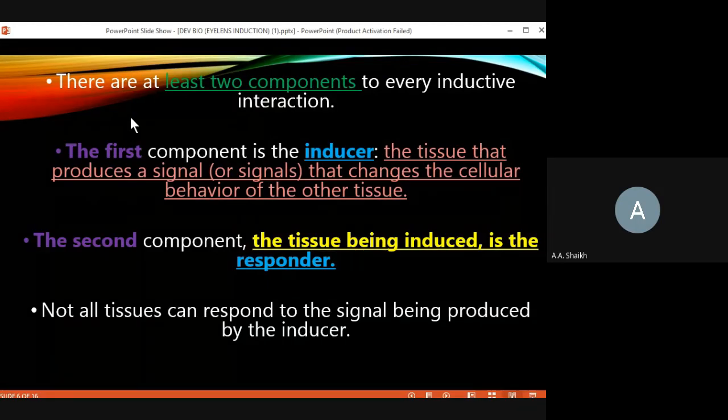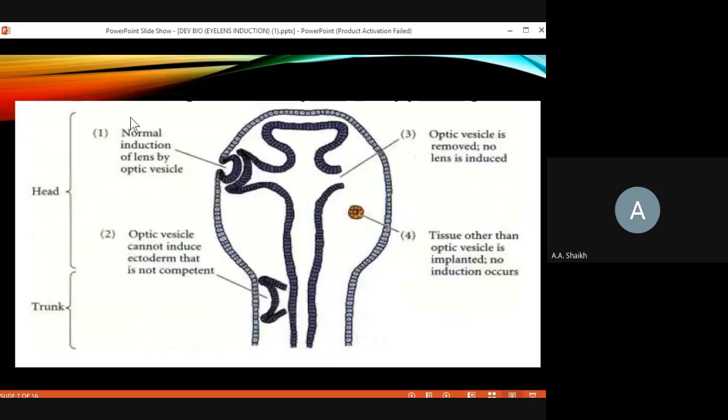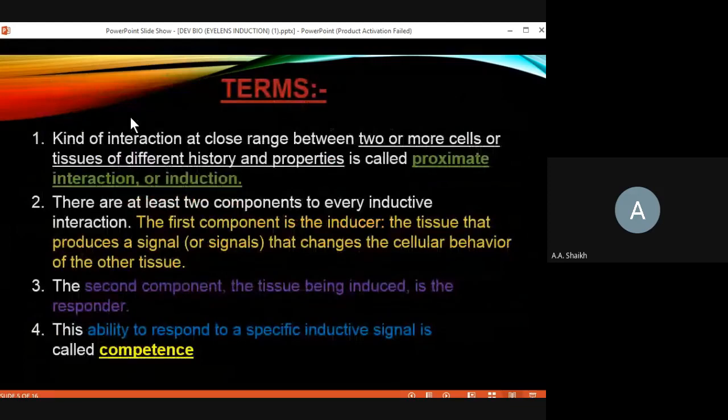And again, important thing, not every cell has the ability to respond to the signals. So the responders will have the capacity to give the response. What is the responder's function and what is the responder going to do? The responder showcases the ability to give a response. So the inducer is there, and the responder is there.